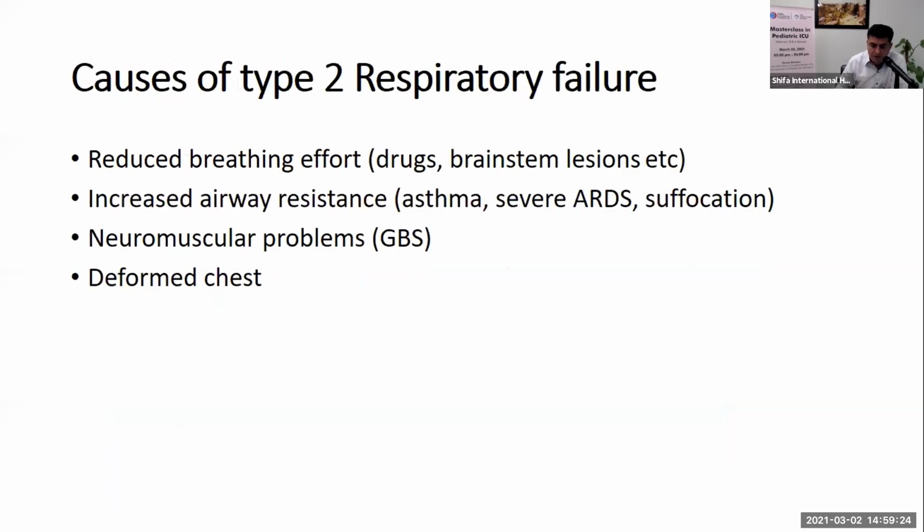Causes of type 2 respiratory failure: either reduced breathing effort. It can happen with drugs, if they've given sedatives, and even some brain stimulation, though these are usually not very common. In severe airway resistance, like in those with asthma and severe ARDS or suffocation, it can give increased airway resistance and give you type 2 respiratory failure. Neuromuscular problems like GBS, and also in some deformed chests, which happens in patients with severe cerebral palsies or musculoskeletal problems, because the size of the chest or the size of the lungs is really low.